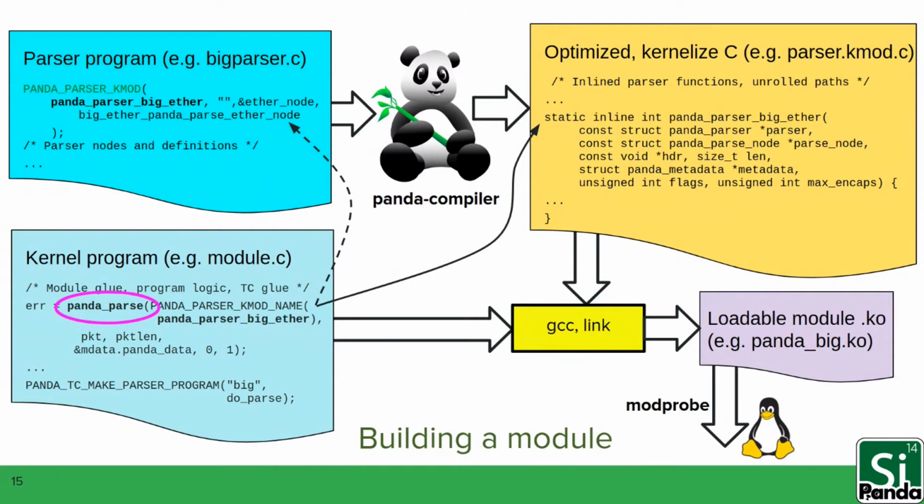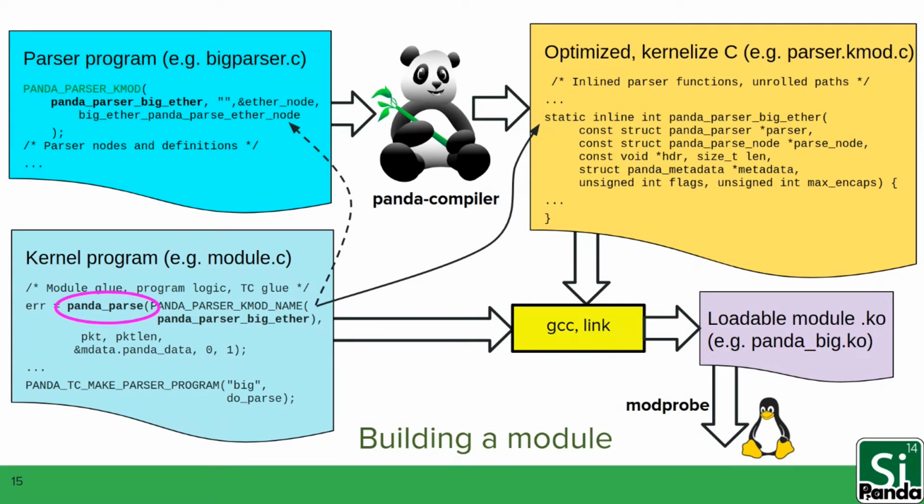So looking a little more at the kernel side of this and building a PANDA parser into a kernel module, there's really two pieces of code that the user would start with. One, again, is the parser program, which is agnostic. So this could be any parser program that the user is interested in. We have an example in our code base called bigparser.c. The other component is the module code. It's the specific kernel module code that glues the program into the kernel. It would include the TC hook implementation and what have you.